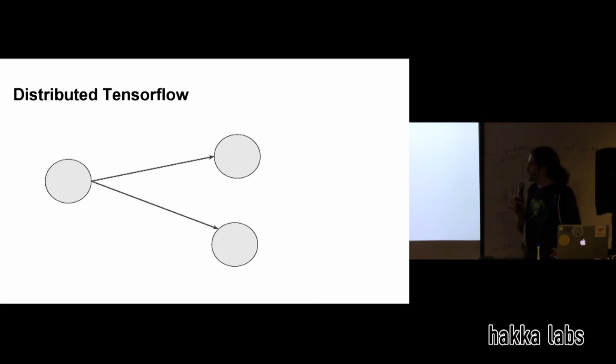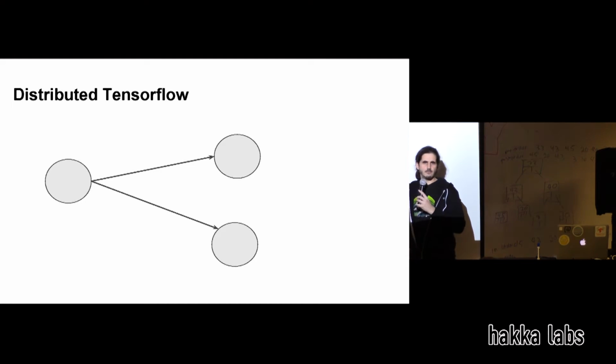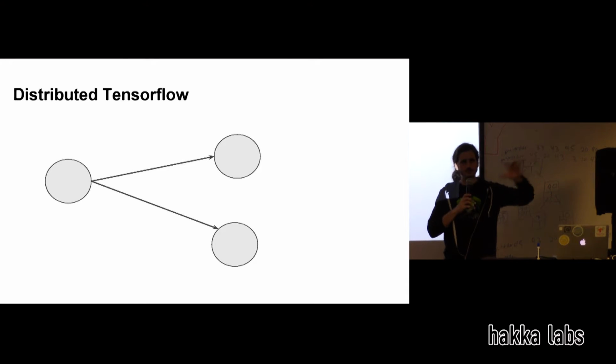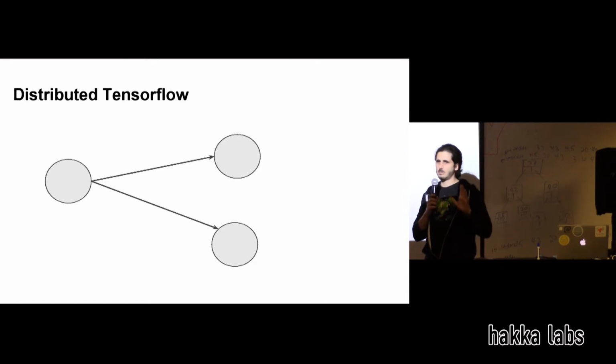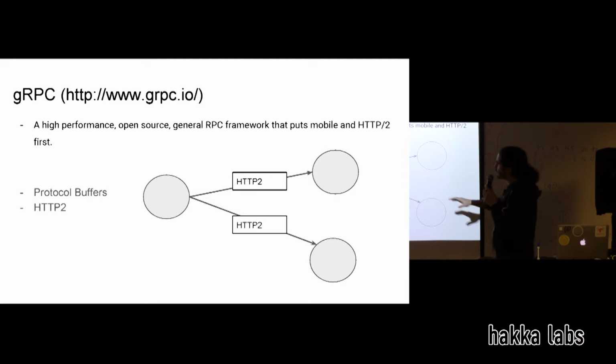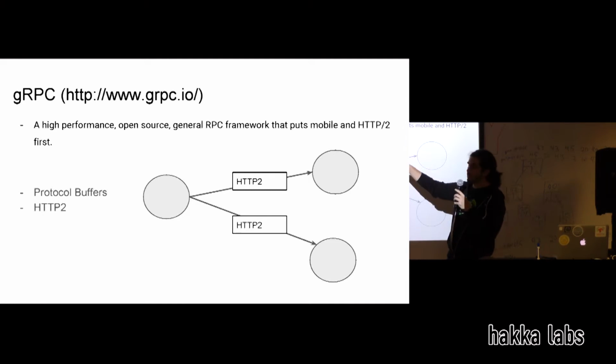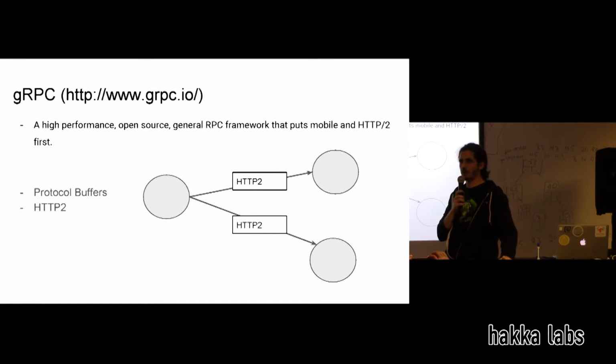So how does it work, very high level? In this representation, these are different nodes on different machines. So we have different machines, and on each of these we spin up a TensorFlow process. The way they communicate is with this library, gRPC. RPC is a remote procedure call, so you are able to invoke a method on another server.